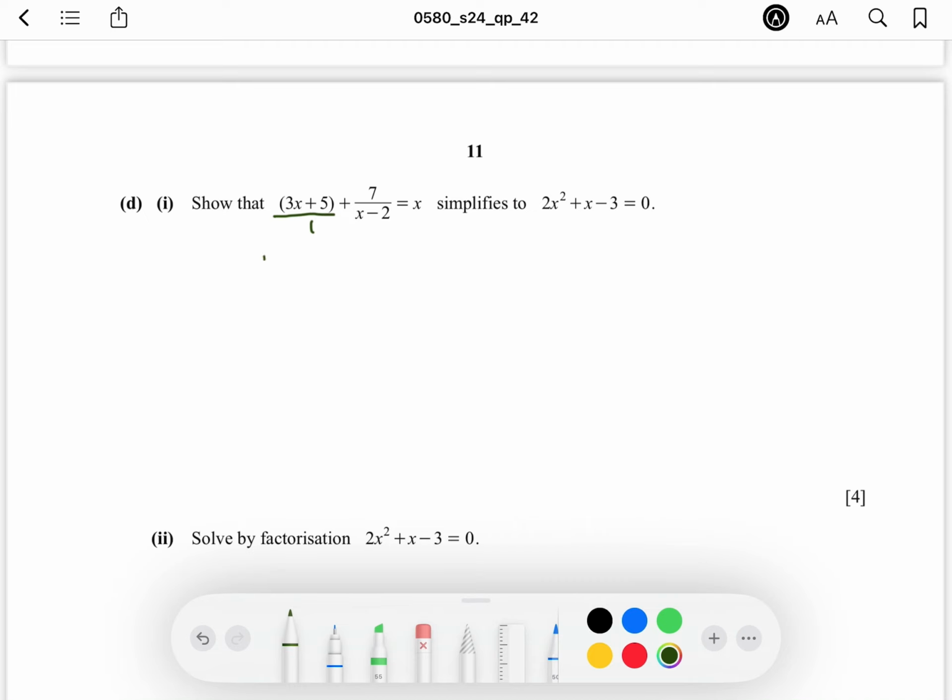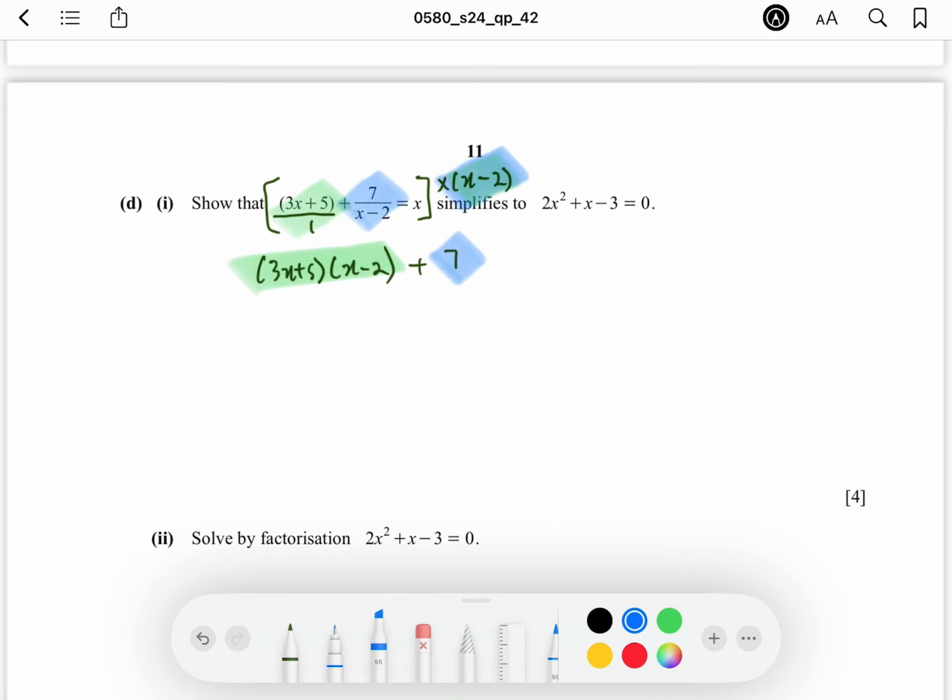So this becomes, the first term becomes that. The second term becomes 7 only. Okay. Like Carol, she looks confused. Okay, that's what it means. Okay. It means this one times x minus 2, so you get this. Okay. And then this one times x minus 2, you get 7. Okay. And then x.